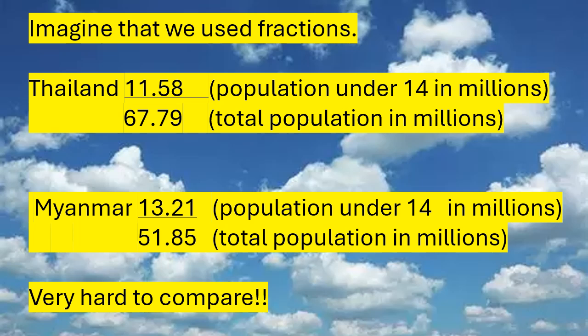Imagine that we used fractions. In Thailand, the population under 14 is 11.58 million. The total population is 67.79 million. So that would be our fraction, 11.58 over 67.79. In Myanmar, the population under 14 years old is 13.21 million, and the total population is 51.85 million. Very, very hard to compare the two. You have to do a lot of work before you can compare.